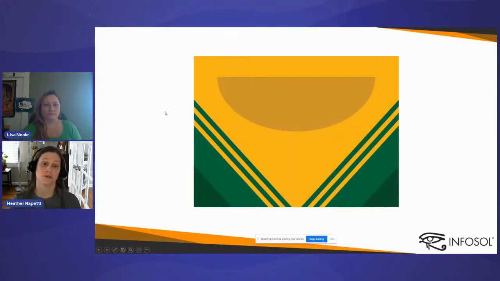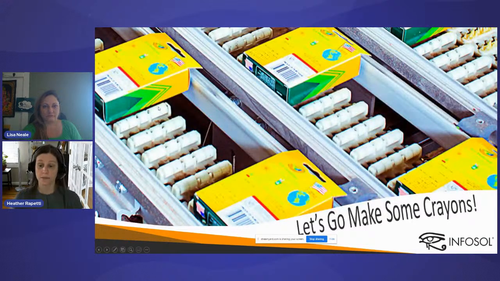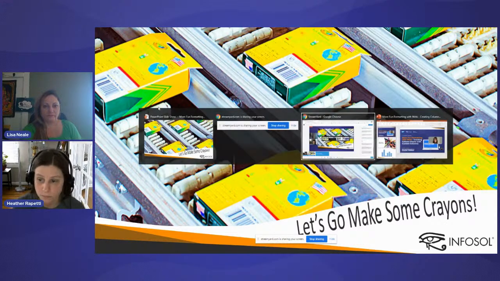The final picture you need is a crayon box. As everyone can see, mine is generic and does not represent anything in particular, but you can get your own image, and that will be the last piece. So with that being said, let's go make some crayons. We're going to jump into Webi.